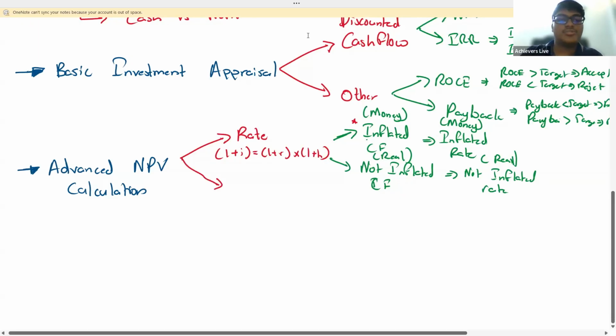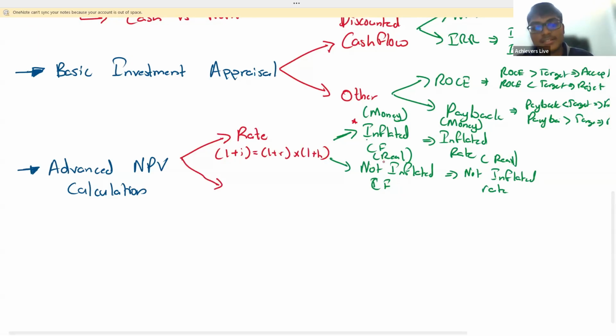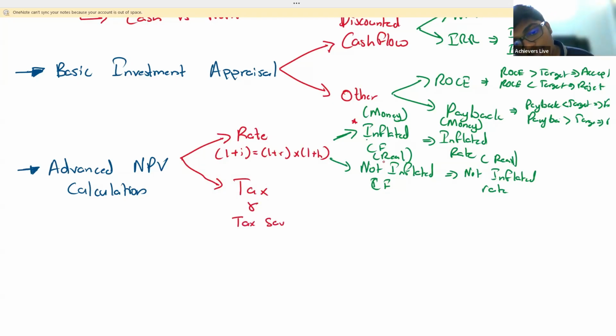Next adjustment which you have to make, what is the adjustment? Tax adjustment and tax saving adjustment. So tax payment and tax saving. Tax saving you will be getting for tax allowable depreciation. So on tax allowable depreciation, you will be getting a tax saving.